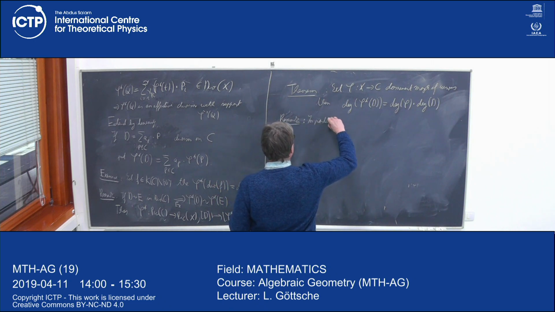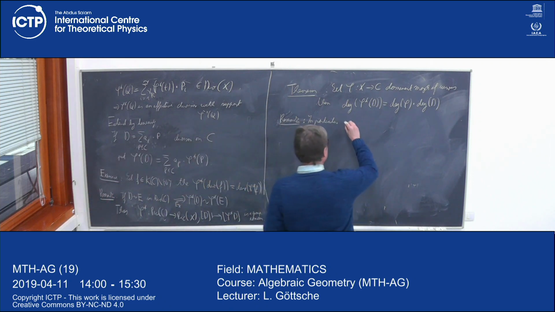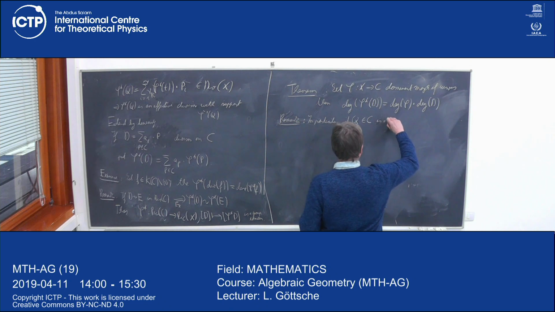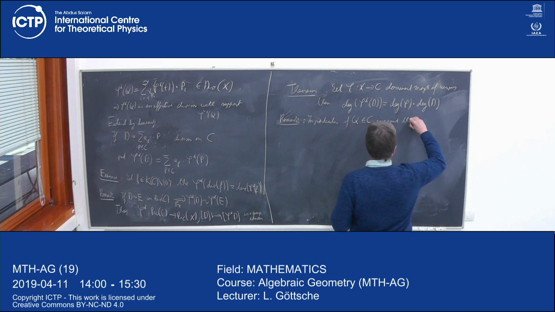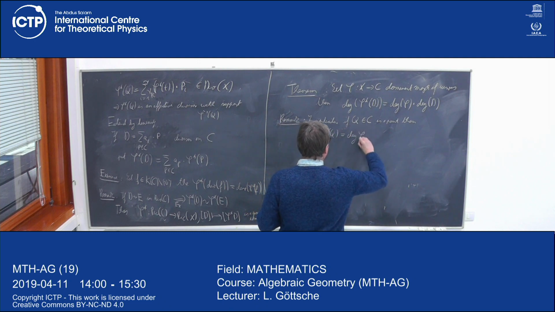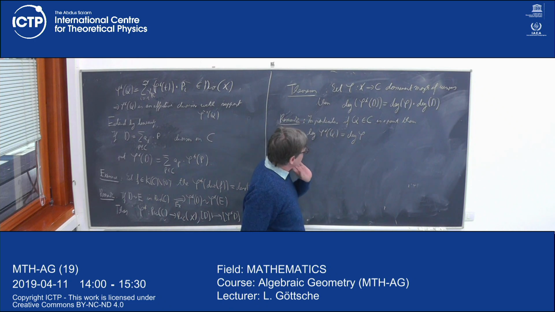In particular, if Q in C is a point, then the degree of phi star of Q is equal to the degree of phi. So that you could interpret as saying that the inverse image of any point consists of degree phi points if one counts them with multiplicities. So the multiplicity being this multiplicity here.